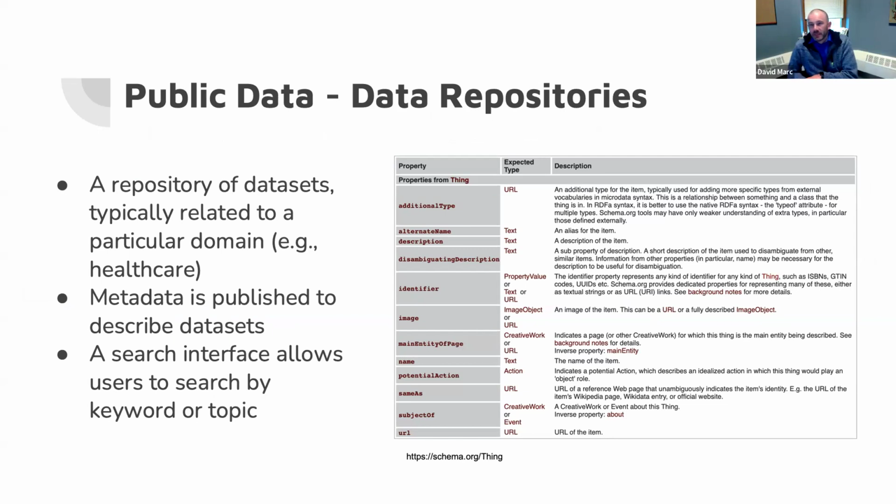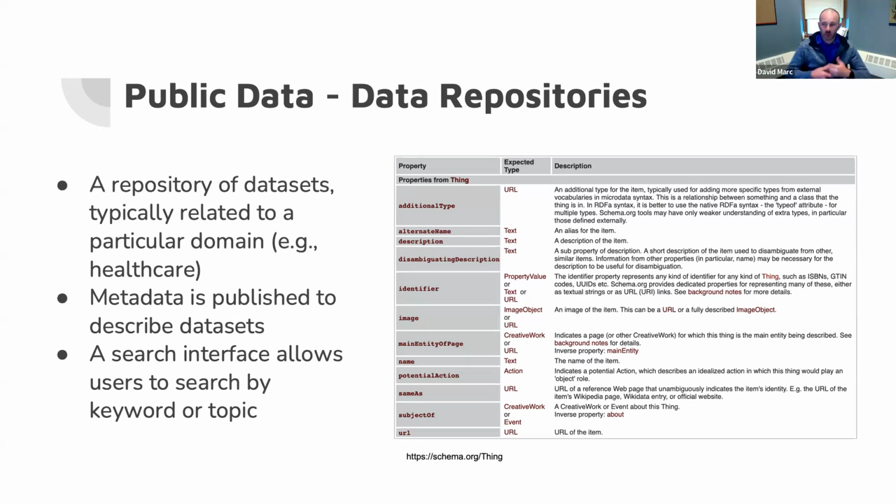Oftentimes the data that's publicly available is published in data repositories. In the healthcare domain, we have healthdata.gov. That is a popular one-stop shop in terms of a data repository. And how that data is published is you have metadata that describes the data set. An example would be the title of the data, keywords that describe the data, and information about the publisher, like who is the federal agency that is publishing that data.